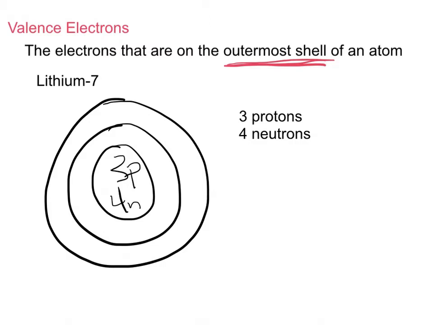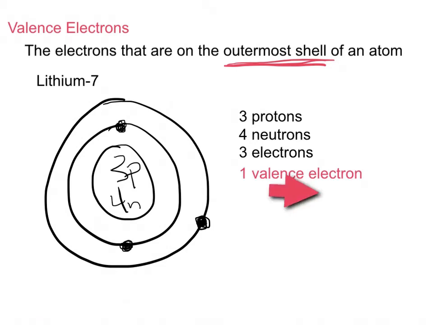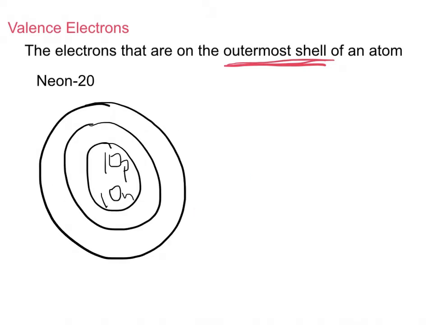Lithium-7 has 3 protons and 4 neutrons, giving it an atomic mass of 7. And the number of electrons, in order for it to be neutral, has to be equal to the number of protons. Thus, lithium-7 has 3 electrons to match its 3 protons. Now, the first energy level can only hold up to 2 electrons. So we put 2 in the first energy level, and the outermost shell, the next energy level, will hold that 1 remaining electron. And if we look at the electrons on the outermost shell, we see that lithium has 1 valence electron.